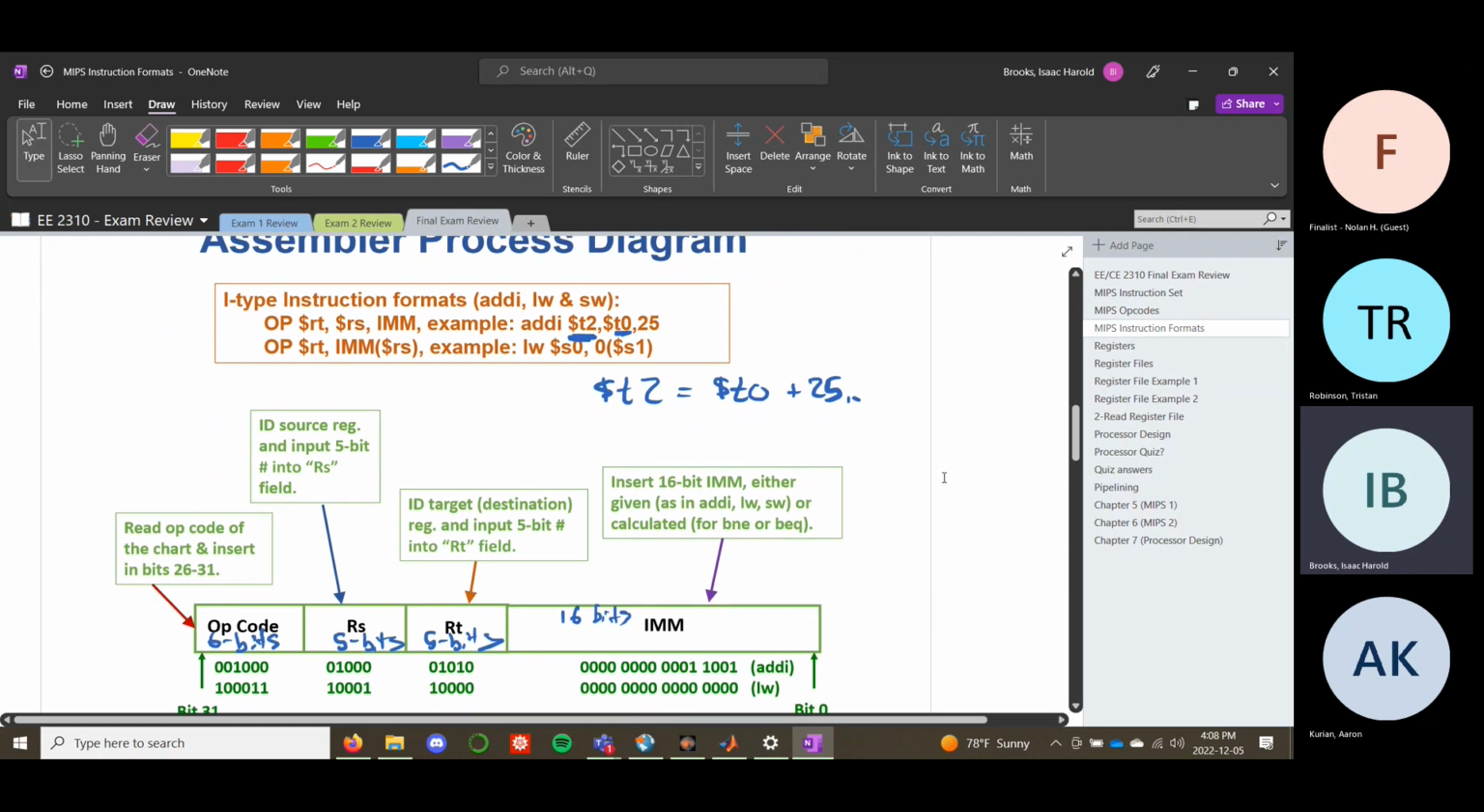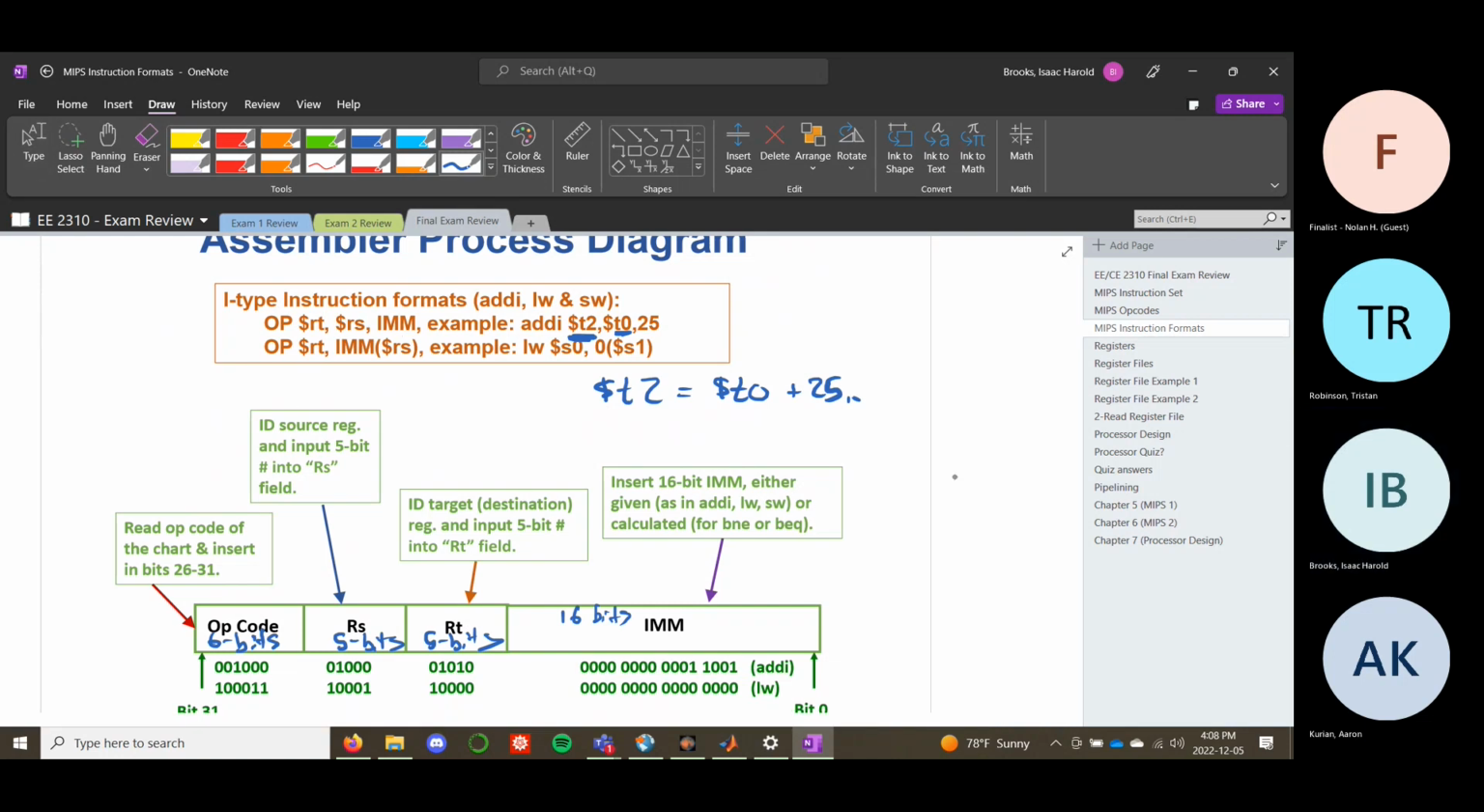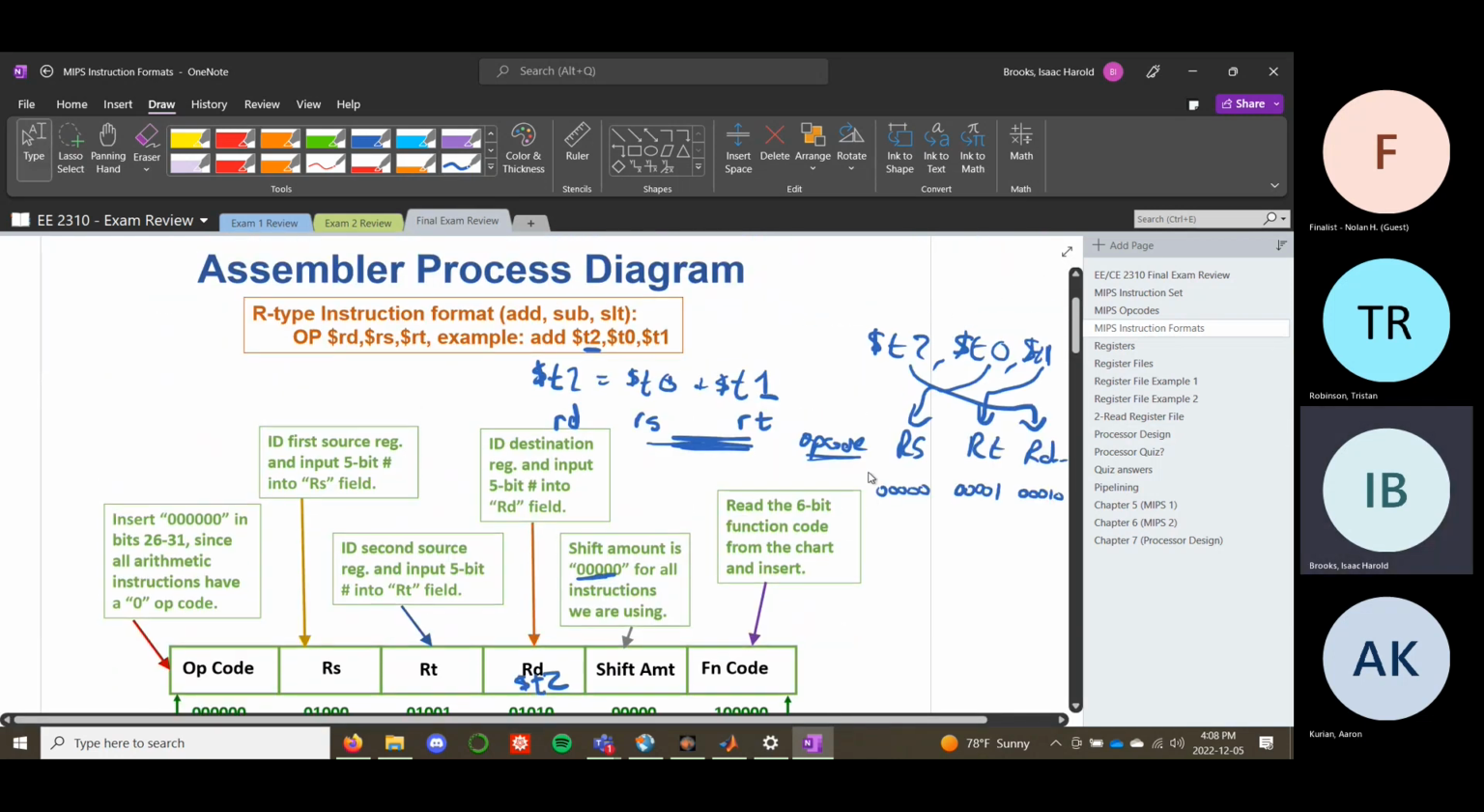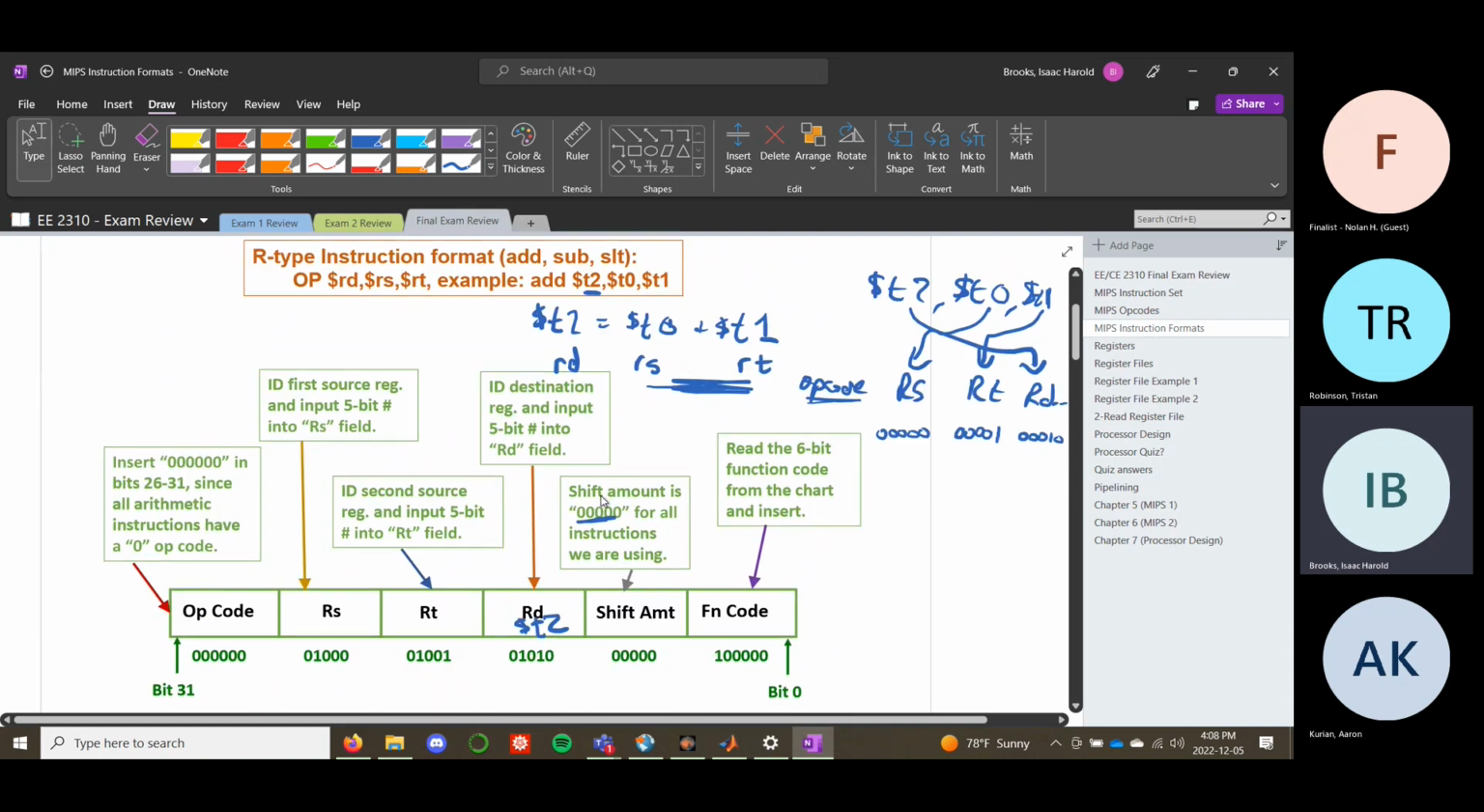I don't know if I got all the slides from Dr. Kogan. I emailed her and asked for the slides. So I don't know if there's a slide that explained that a little bit better, but it's the same way as in the three register command.